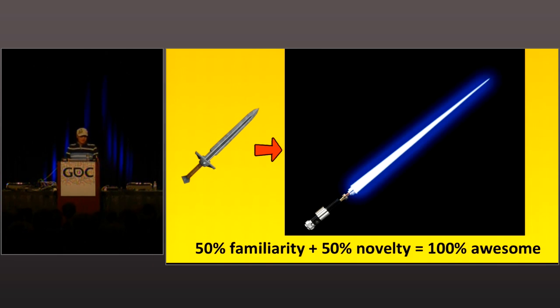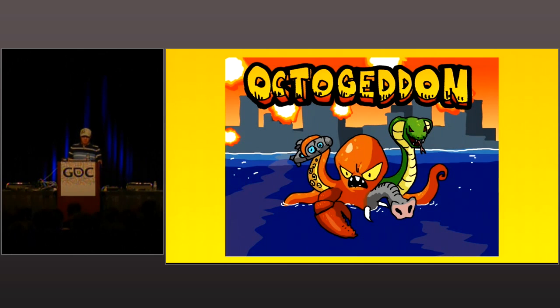So let's look at a character I created during a game jam last year. He's Octageddon, he's one part Godzilla, everyone gets the giant monster thing, but he's also an octopus that can mutate his limbs into other animal parts, like a cobra head or an elephant snout. And looking at him, you quickly get what he's about, yet you haven't seen anything quite like it before.